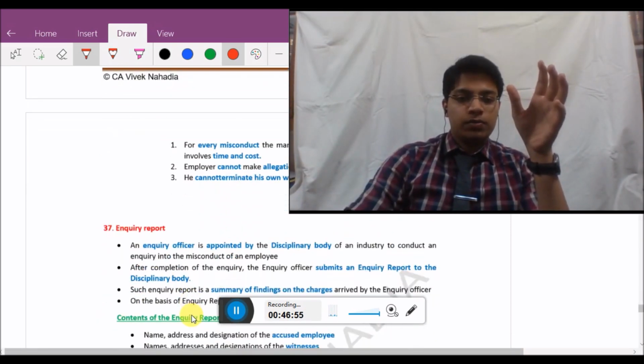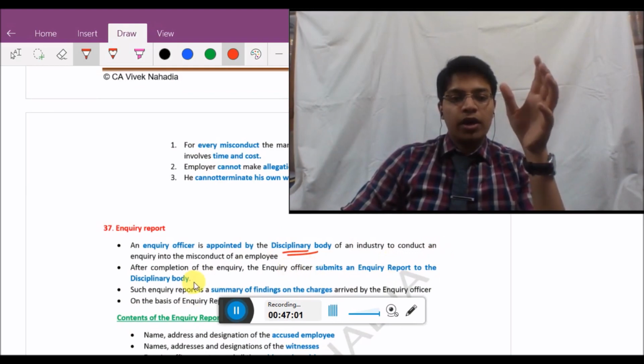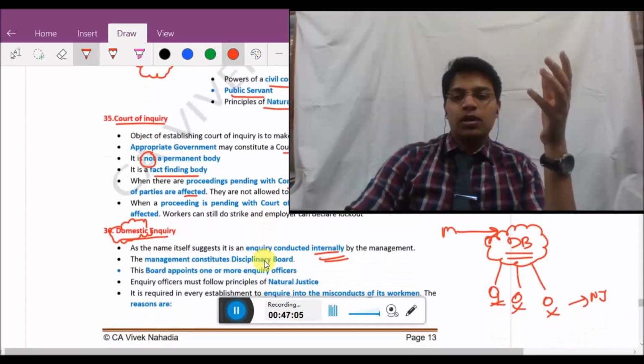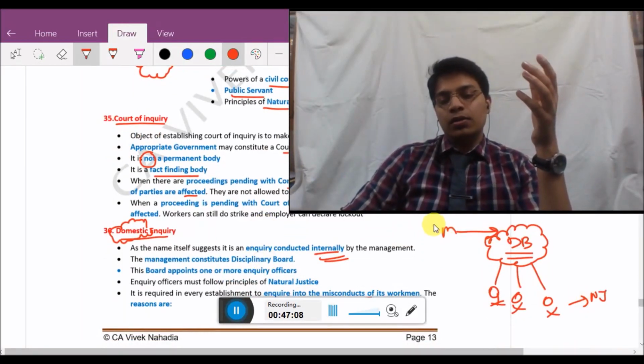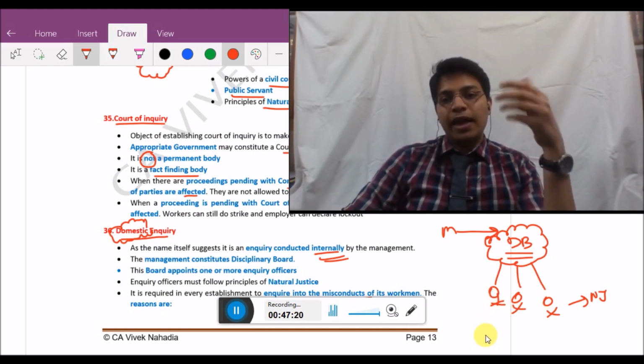Inquiry report. An inquiry officer is appointed by the disciplinary board of an industry to conduct an inquiry into the misconduct of an employee. We have read in this question that the management sets up a disciplinary board, and the disciplinary board appoints inquiry officers. These inquiry officers investigate and prepare inquiry report.